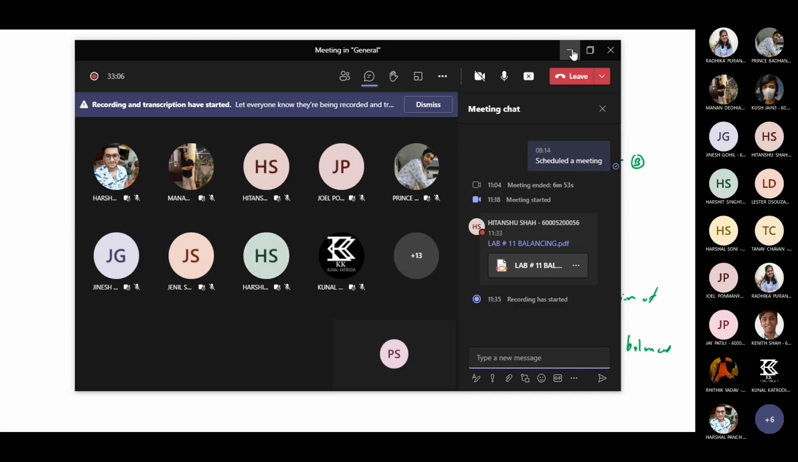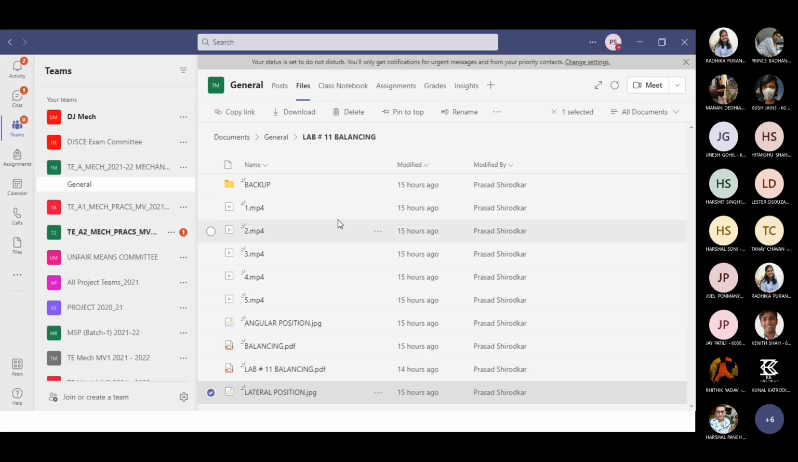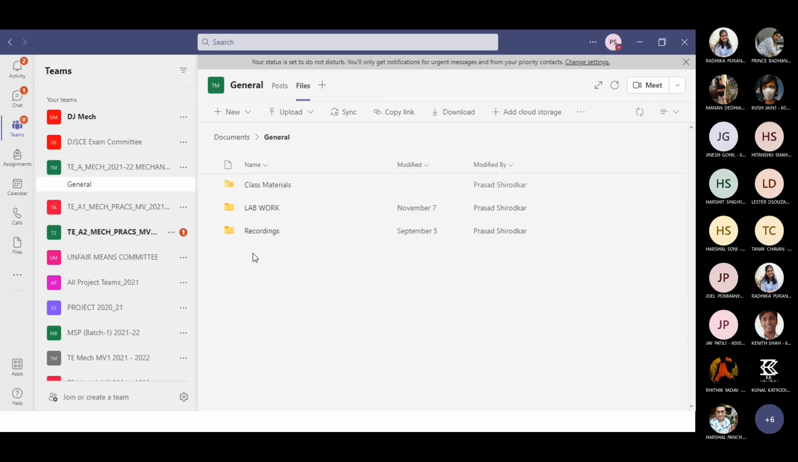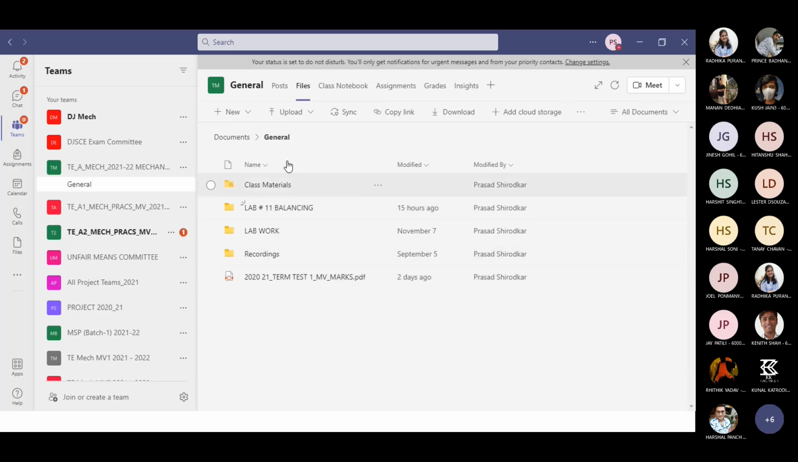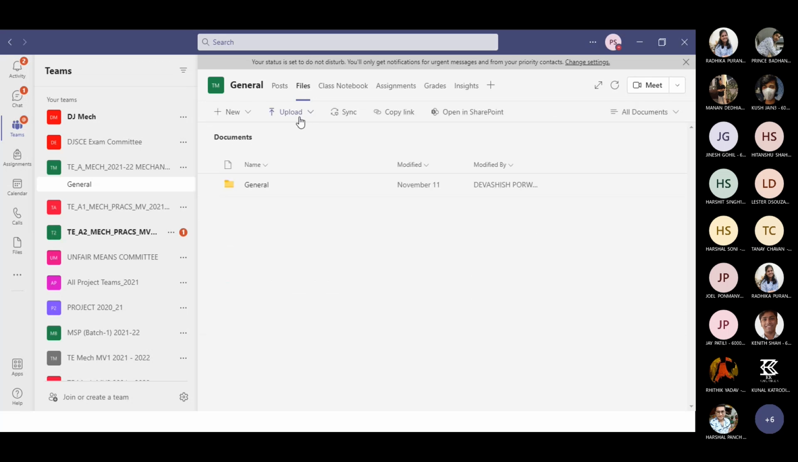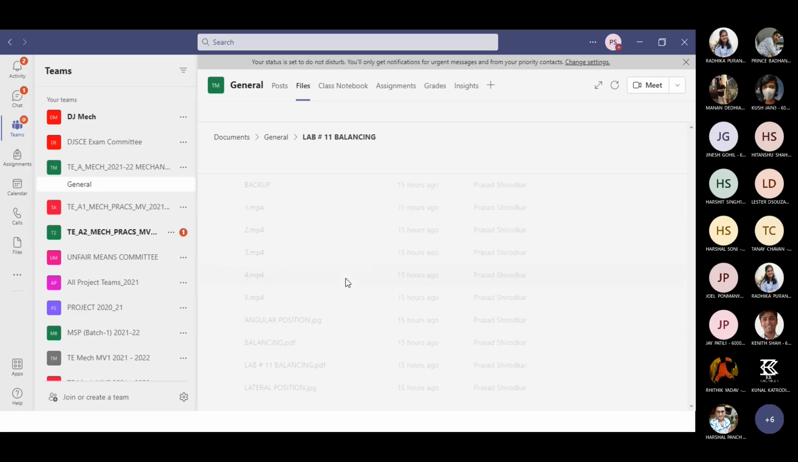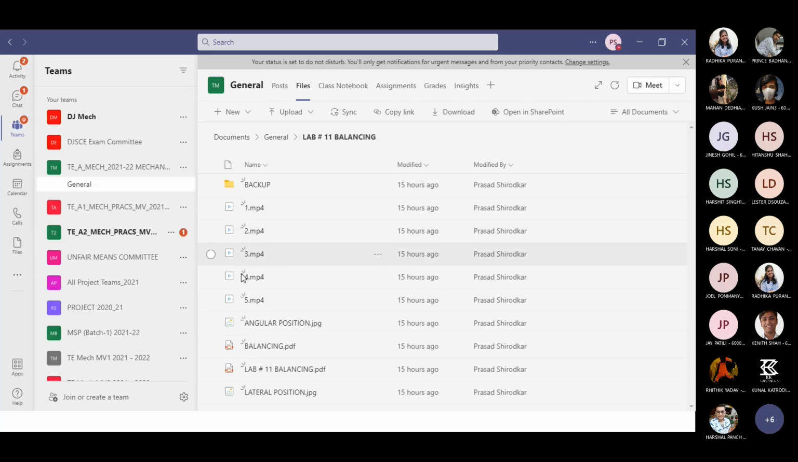So go to your class materials folder in the documents folder. The files folder, go inside general. In that you will find lab number 11 balancing, and in this there are 5 videos. So the complete remaining part of the experiment is done in this video. Okay, so go through the videos in sequence.